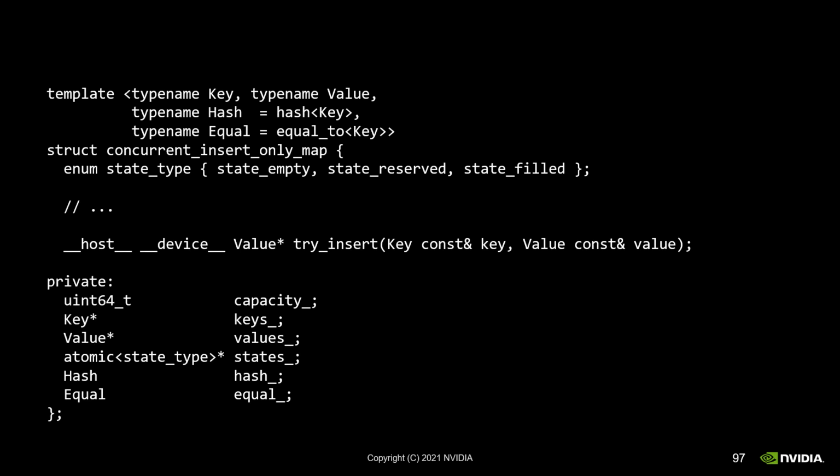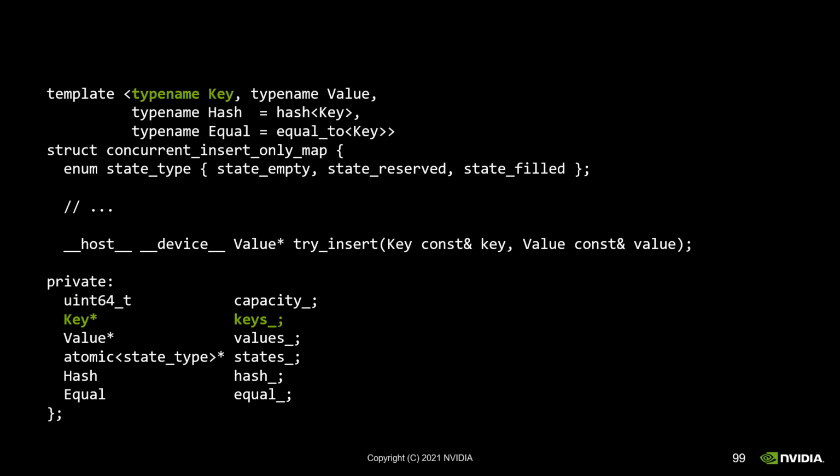Now let's look at a more detailed example, a concurrent GPU-friendly hash map. We'll use open addressing and linear probing, both for simplicity and performance. The number of slots in the map is fixed. We don't dynamically grow the map. When we run out of slots, insertions will fail.